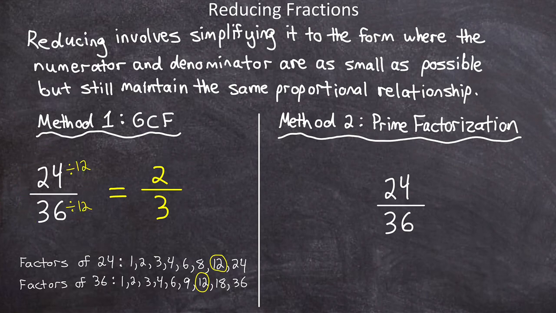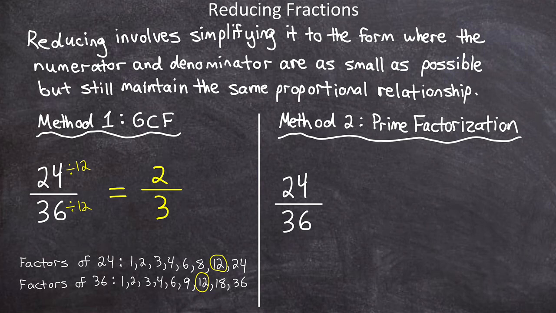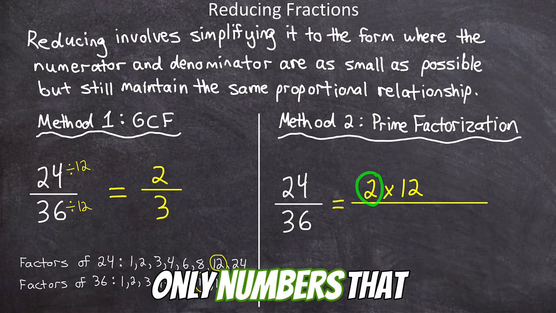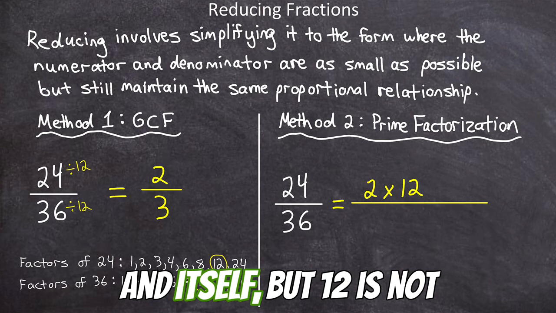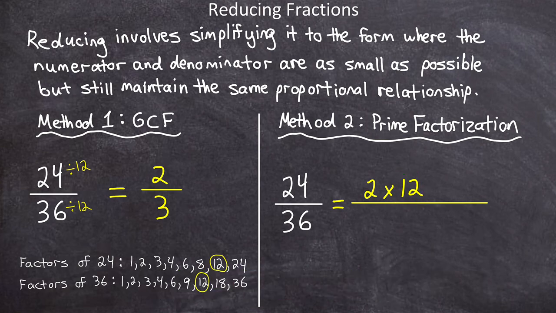And now let me show you how we can get that same reduced answer using method 2, which is prime factorization. I'll move this over a bit so I have room to rewrite both the numerator and denominator as products of their prime factors. Starting with the 24 in the numerator, I could write it as a product of the factors 2 and 12. Those aren't the prime factors. 2 is prime because the only numbers that divide evenly into 2 are 1 and itself, but 12 is not prime. So let me rewrite this 12 as a product of the factors 3 and 4. Now, 3 is a prime factor because the only numbers that divide evenly into 3 are 1 and 3. But 4 is not a prime factor.